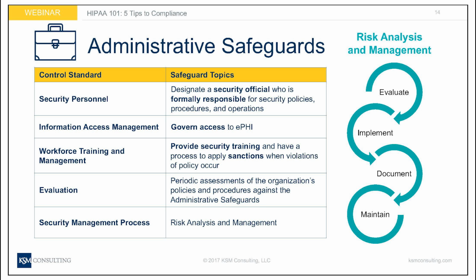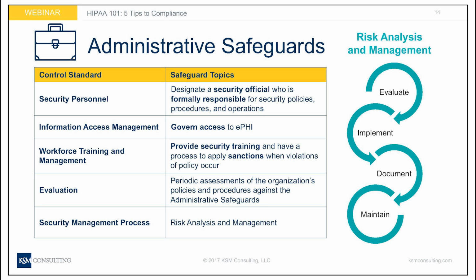Evaluation is the periodic assessment of your own organization's policies and procedures against the requirements of the administrative safeguards. So a little different than the evaluation we're about to talk about here in our final area, security management process. This is probably our number one question that we get. How do I conduct a HIPAA security risk assessment? Just like in a number of other areas, HIPAA was very intentionally vague, and that's because there's no one way to conduct that risk analysis.